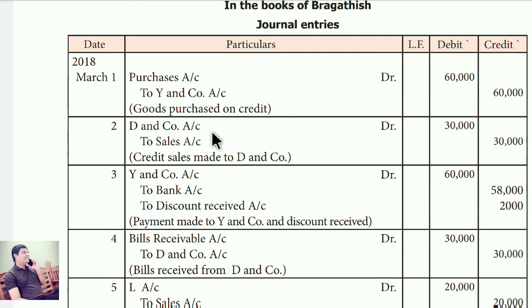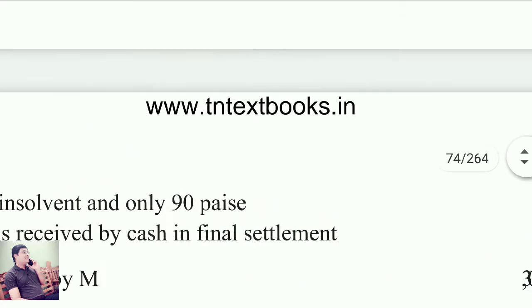Why is D and Company debited? Because we sold on credit, that is credit sales. D and Company is a personal account. So debit the receiver, credit the giver. D and Company is the receiver, so it is debited. Sales is a nominal account. When we make sales, it is revenue income, so it is credited. Or simply you can remember, whenever it is credit sales, the name will be debited. So D and Company account debit to sales account. Now see the third one.